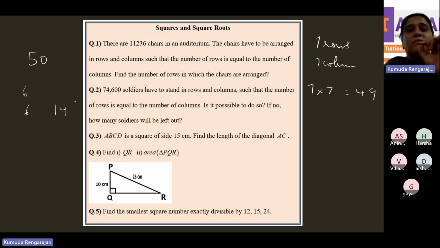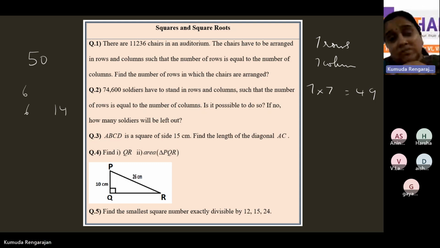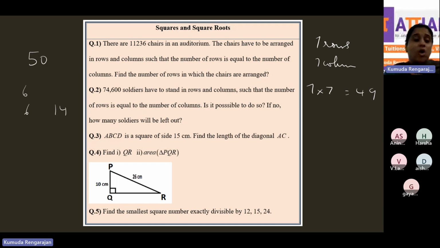This is the maximum number of rows and columns in which the chairs can be arranged. Maximum number of rows and columns, because you can also make 6 rows and 6 columns, right? Then you would have used up 36 chairs. Then 50 minus 36, 14 chairs will be remaining.